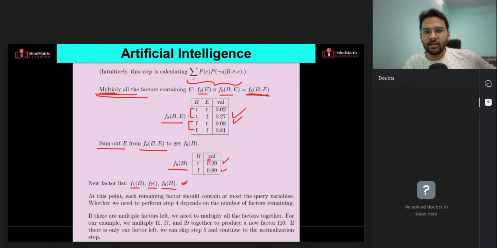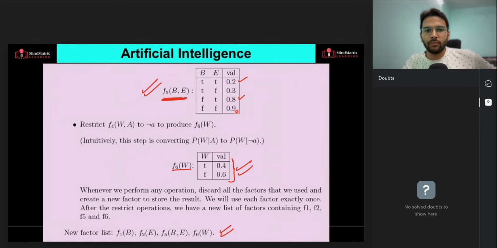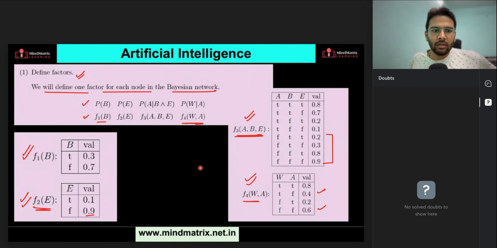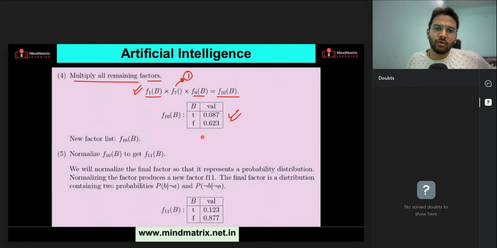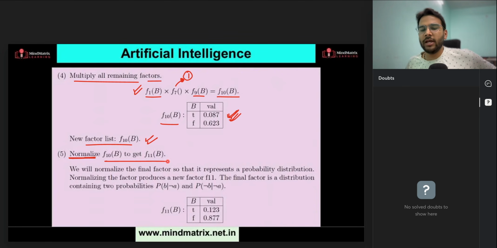f9 of b is this, 0.29 for true. Here it is 0.3. So 0.3 into 0.29, 0.7 into 0.89. So you will be getting these values. Is it clear? Now the new factor list is just this one, f10 of b. When you have just this, the final operation you can apply is normalize to get f11 of b.